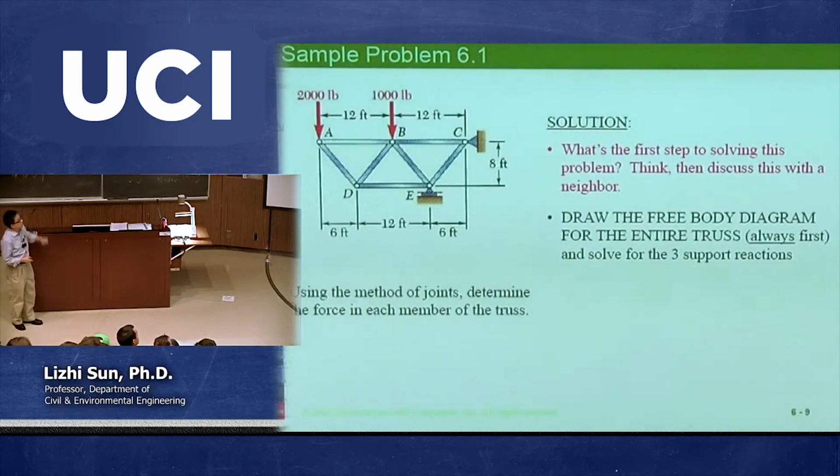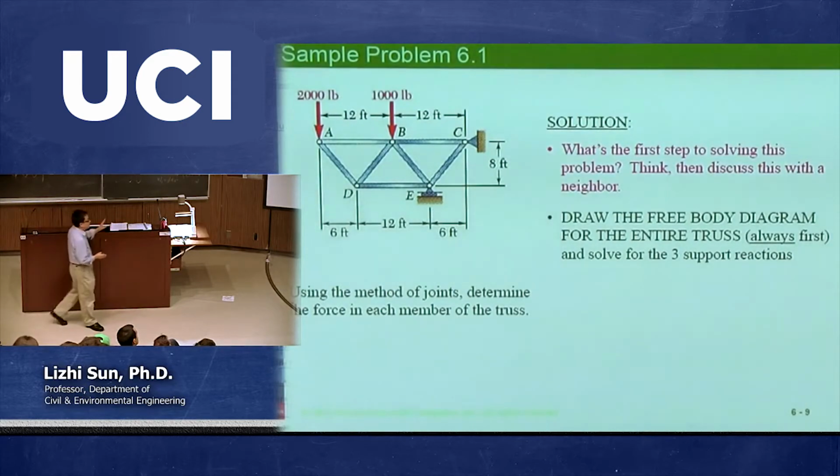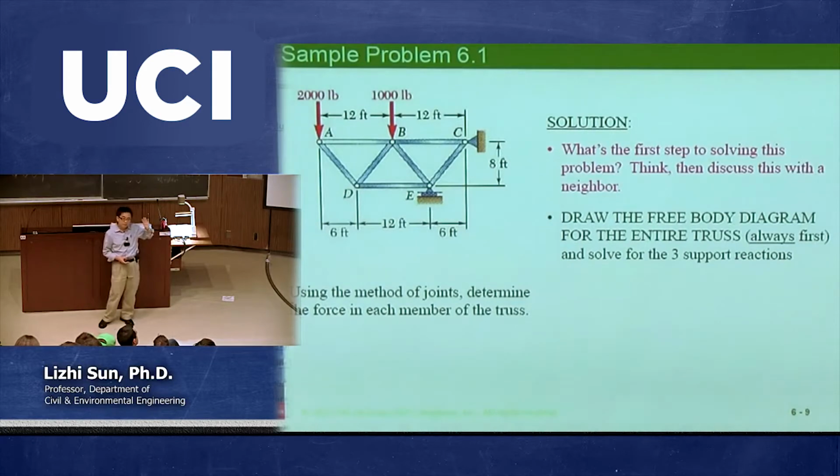And of course, the new assignment is due next Friday. All 6 questions are related to chapter 6. I think the first 2 are related to this method of joints to solve internal forces for a given truss structure.